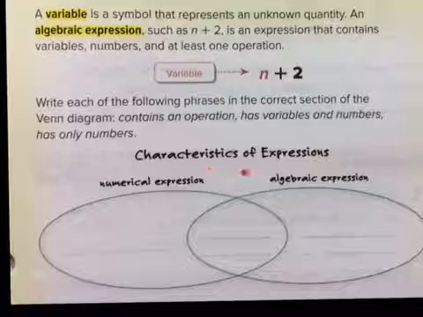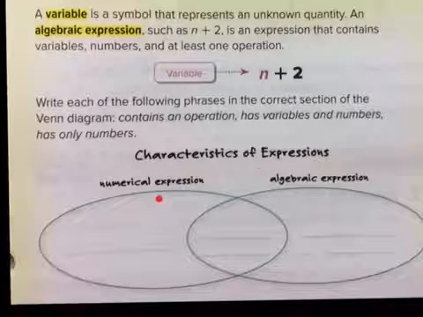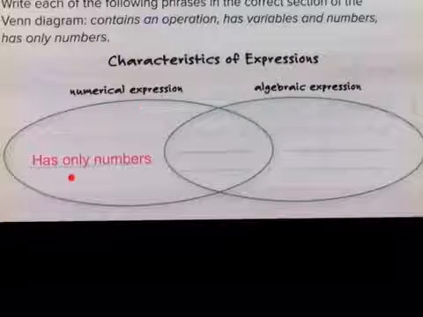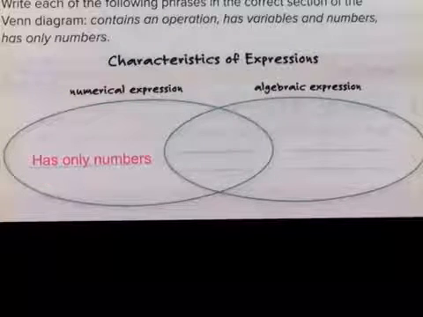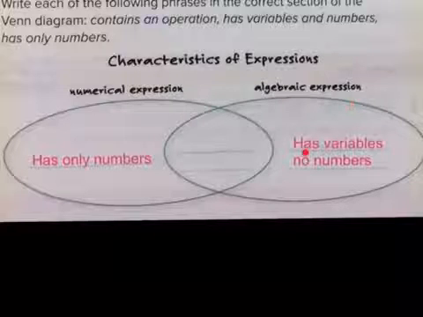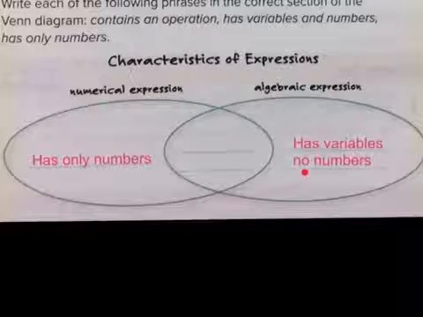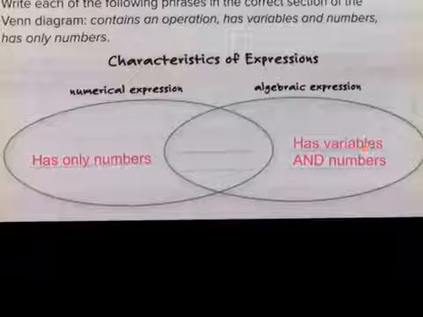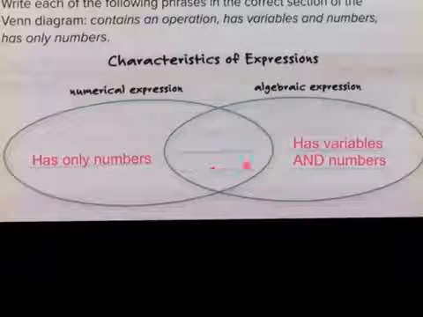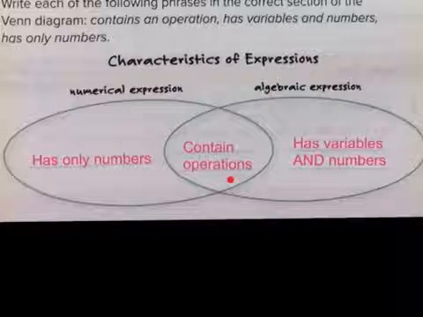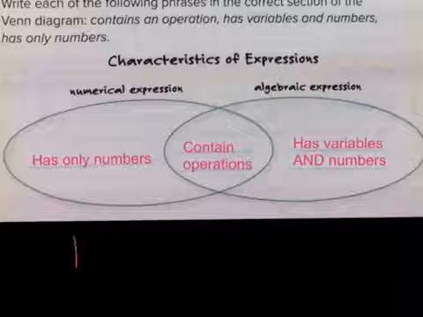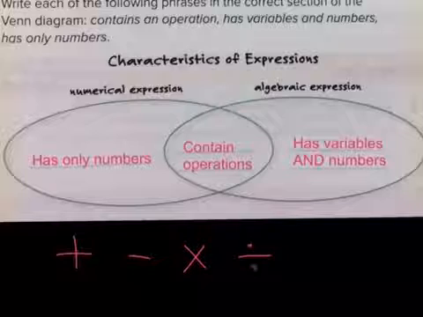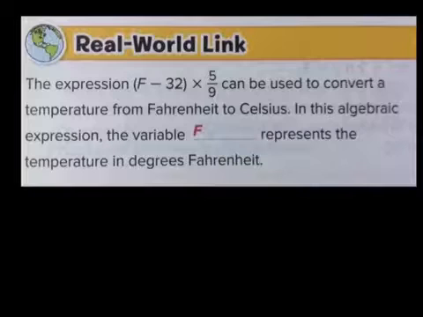Okay, let's see. So characteristics of expressions. We have numerical expression and algebraic expression. A numerical expression has only numbers. Okay, so there's only numbers. While an algebraic expression has variables and numbers. It has both. It has letters, variables, and numbers. What do they both have in common? They both contain operations such as addition, subtraction, multiplication, or division. Right? They all do.